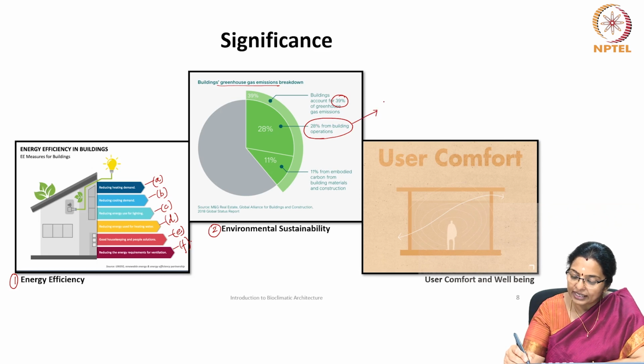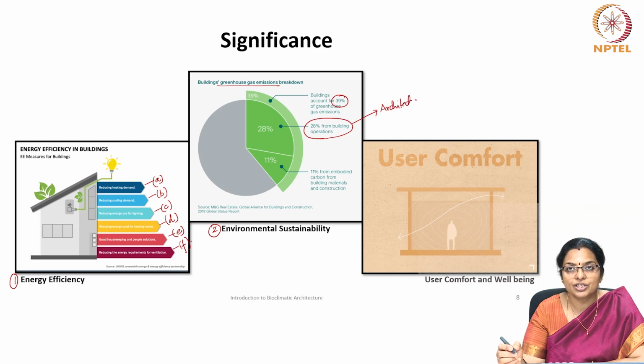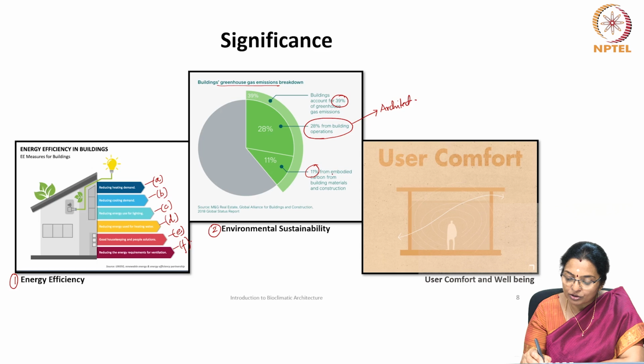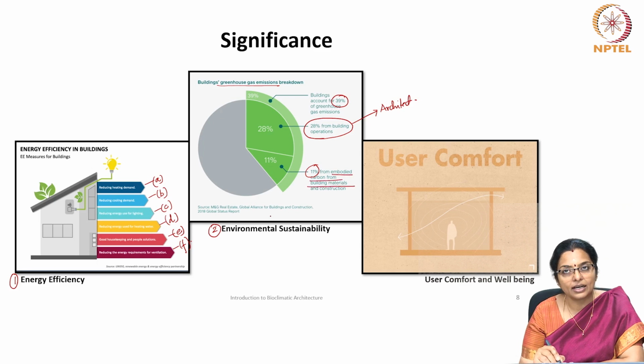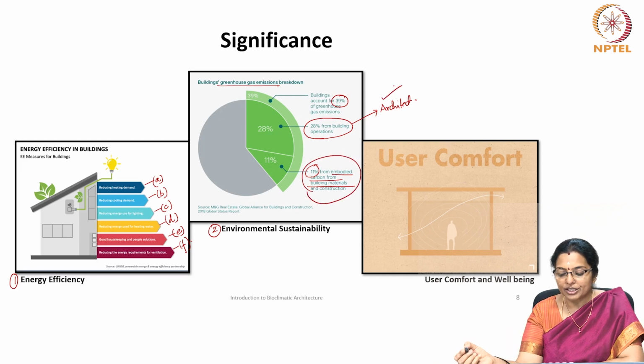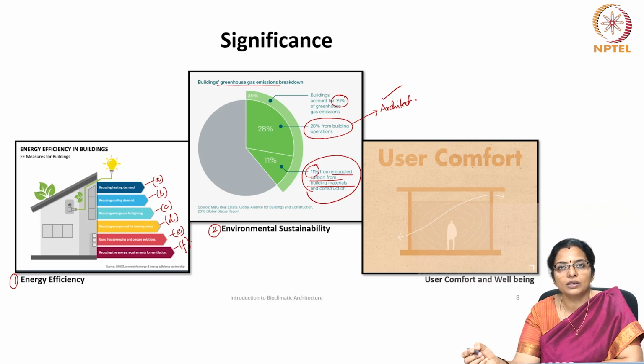This is completely in the hands of the architect, and due to architectural design, this 28% can be reduced. 11% of greenhouse gas emissions happen because of embodied carbon from the building material and construction industry. This is a pre-construction stage or early design stage decision, and we will not focus on this this time, whereas the operational energy reduction is possible because of an energy efficient building designed through bioclimatic principles.